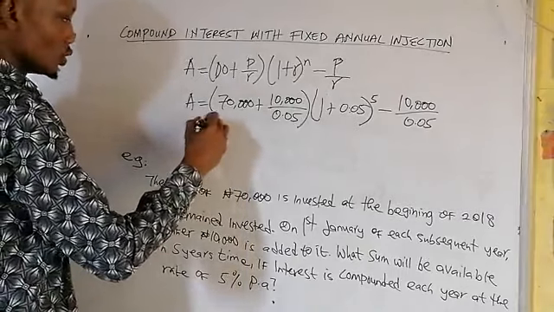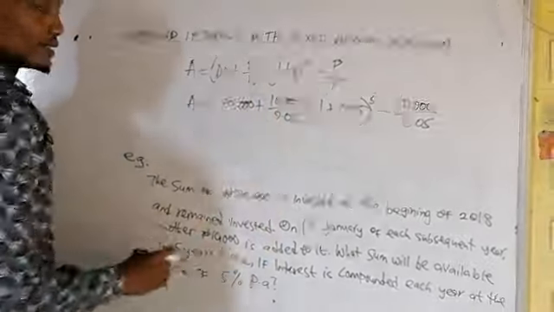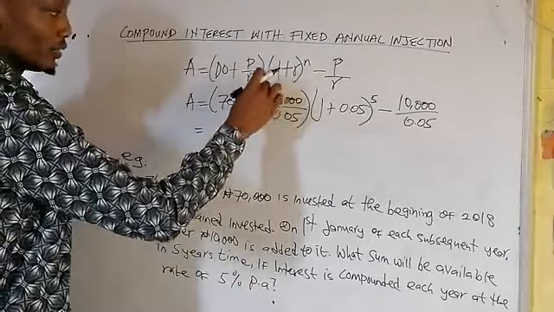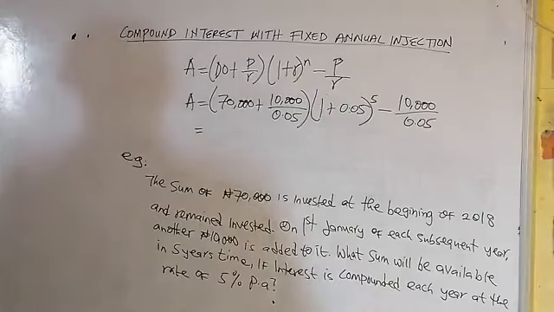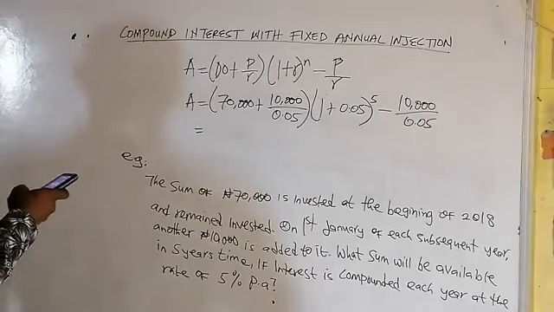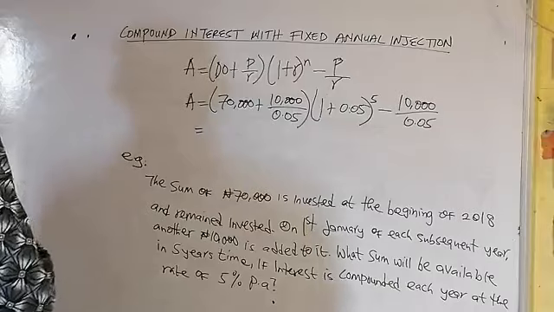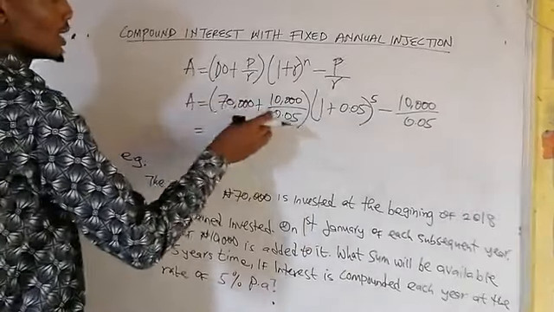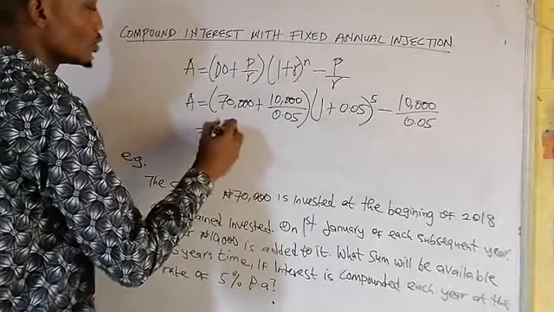So our A is equal to, what do we have here? Let's just do our summation and add 70,000 plus 10,000 divided by 0.05. What do we have by doing that? Bring out your calculator, 10,000 divided by 0.05, we have 200,000. So 200,000 plus 70,000, we have 270,000.